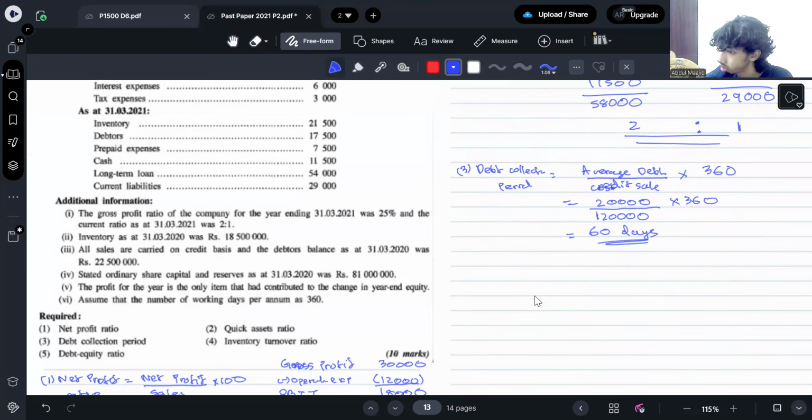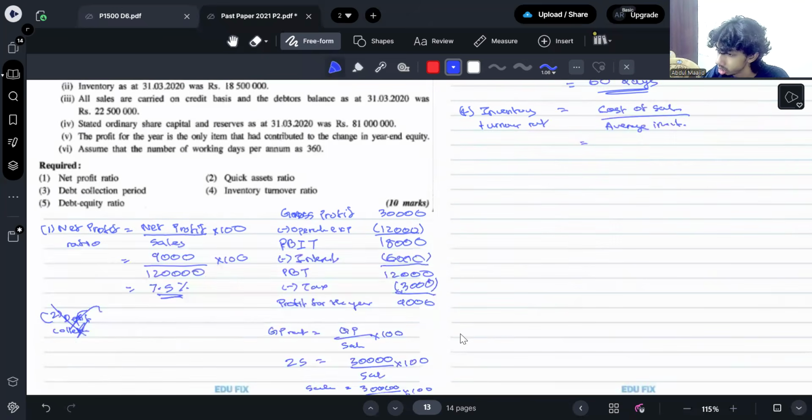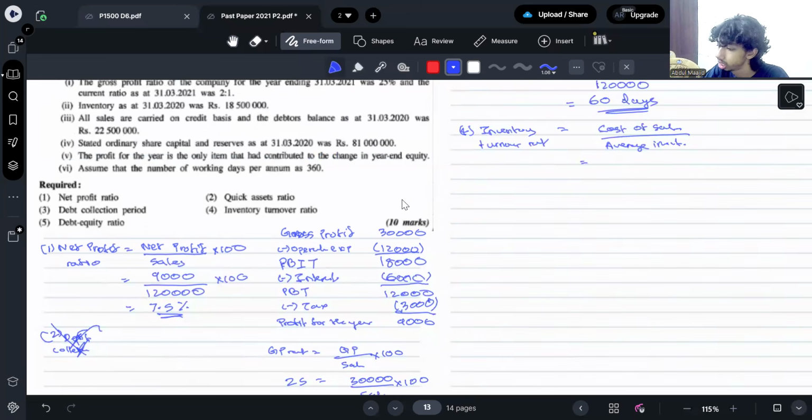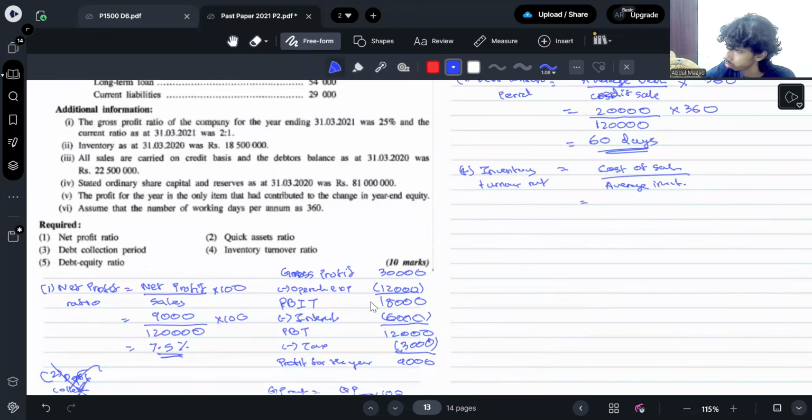Then the fourth one, inventory turnover ratio. How many times do you convert your inventory into sale during the year? Inventory turnover ratio equals cost of sale divided by average inventory. Cost of sale is how much? Here, your sale is 120,000. Gross profit is 30,000. And the difference between sale and gross profit is your cost of sale. You can show it as a working, 90,000 divided by average inventory.